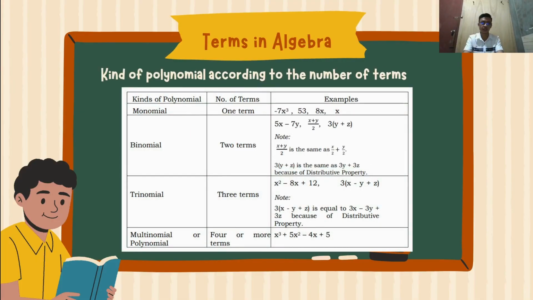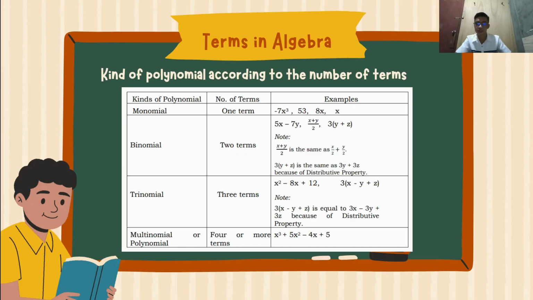So these are kinds of polynomials according to the number of terms. Number 1, monomial. There is only one term. Pag sinabing monomial, there is only one term. Just like, for example, negative 7x cubed, 53, 8x, or x. We call that a monomial.